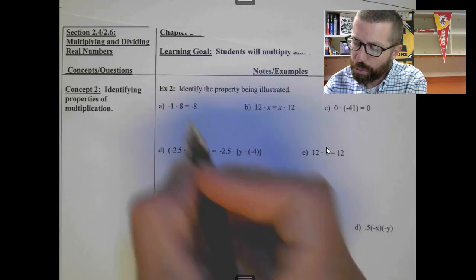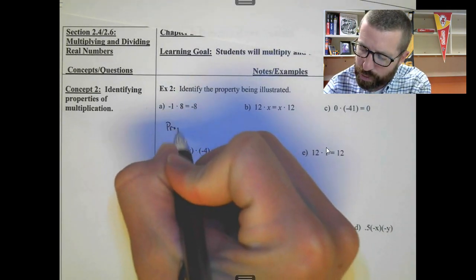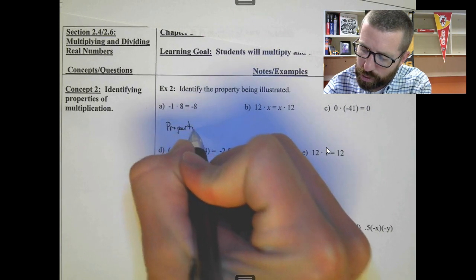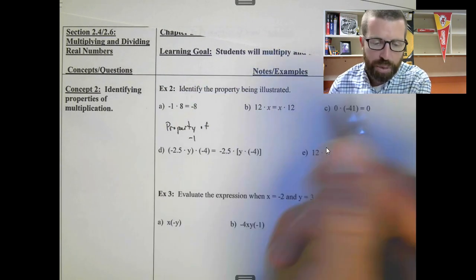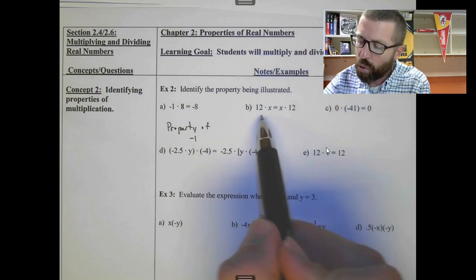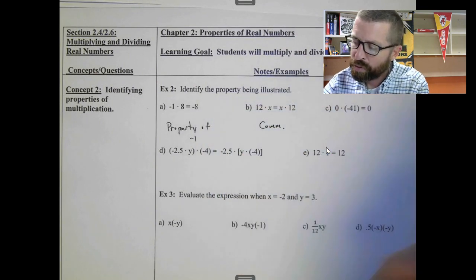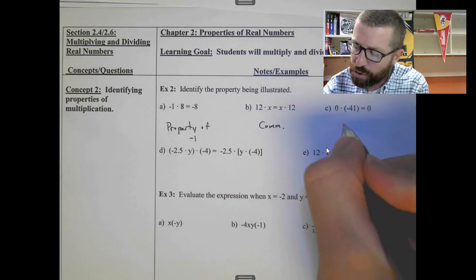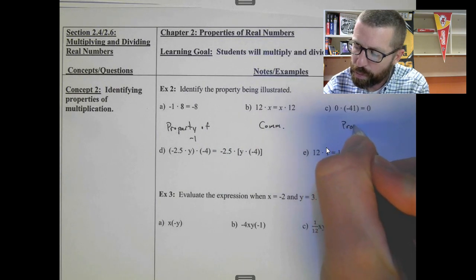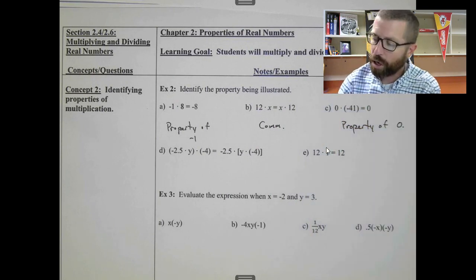So here we multiply by -1. That's the property of -1. And I would pause the video and try to work these out on your own. Here, order doesn't matter, so that's the commutative property. This is the property of 0. Actually, we'll call it the 0 product property.